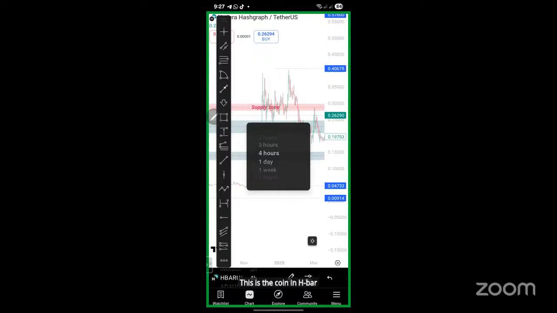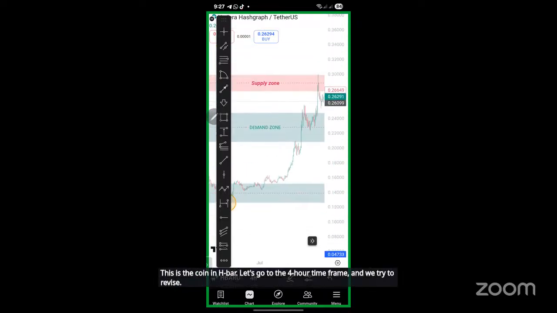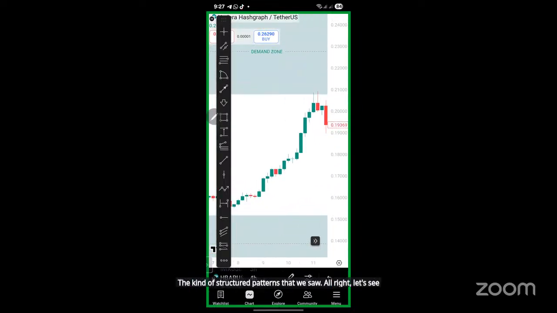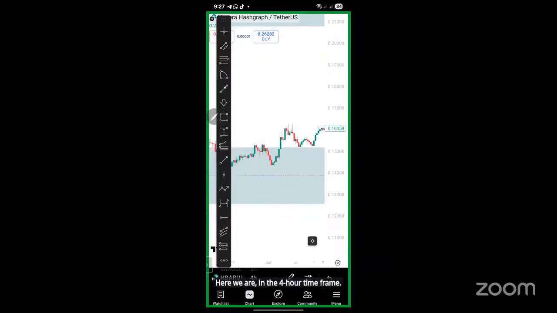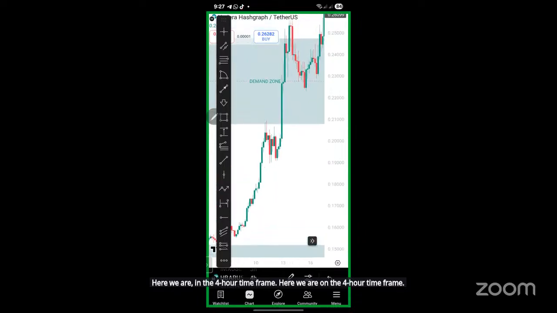Let's go to the 4-hour time frame and we try to revise the candlestick chart patterns that we saw. All right, let's see how we are. Here we are on the 4-hour time frame.